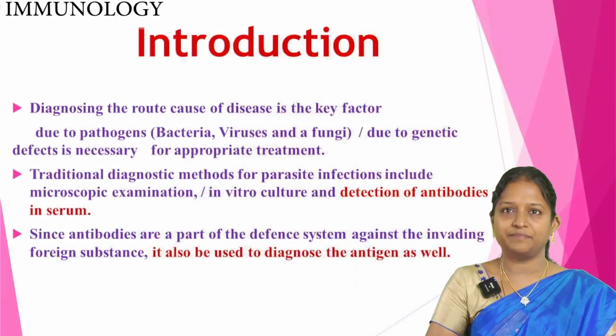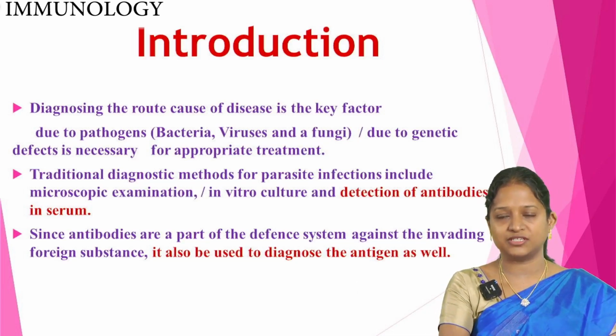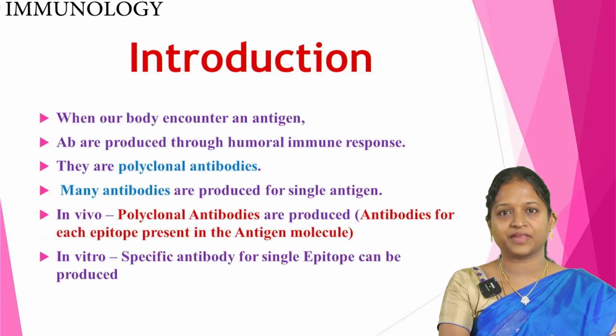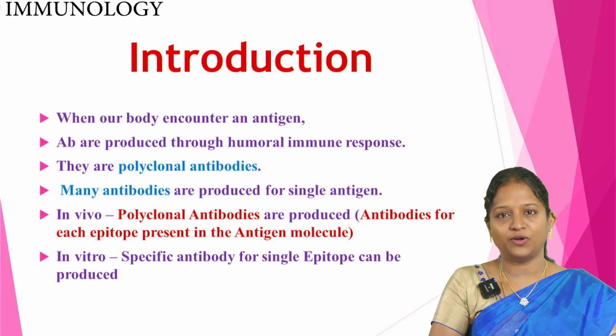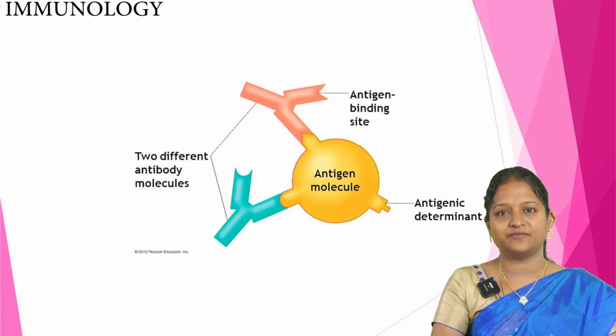But with recent advanced technologies and a basic understanding of antigen and antibody interaction, we have found that even antibodies can be used to detect diseases. Whenever we encounter an antigen, antibodies are produced in response by the humoral immune response. And we all know that each antibody has a binding site for one of the epitopes of the antigen.